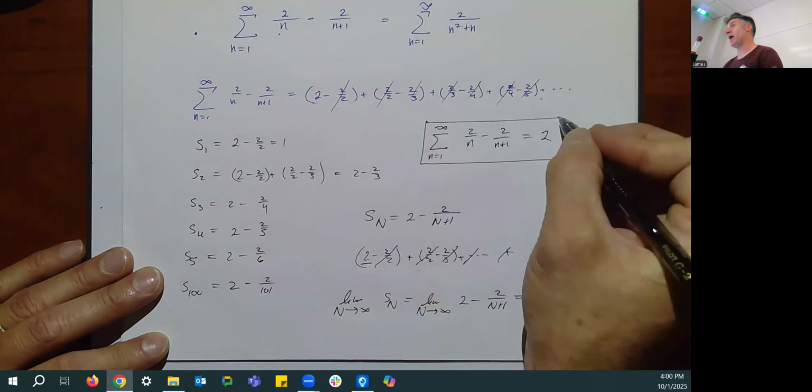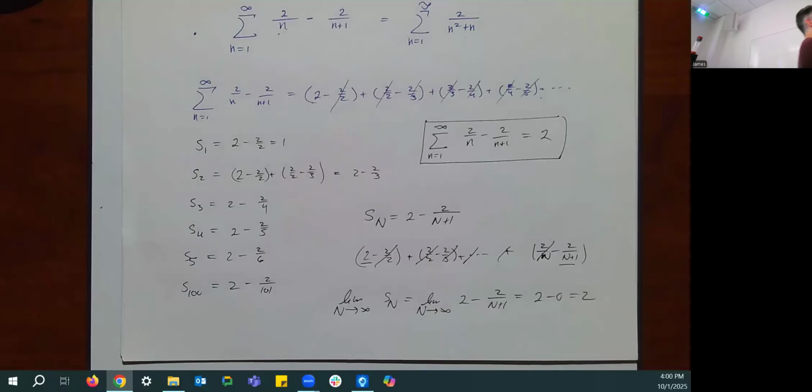But again, I want to emphasize here that this really means that we know that the series converges, which means the sequence of partial sums converges, and it converges to the value of 2. That is all the things you were saying when you say that the series is equal to a number.